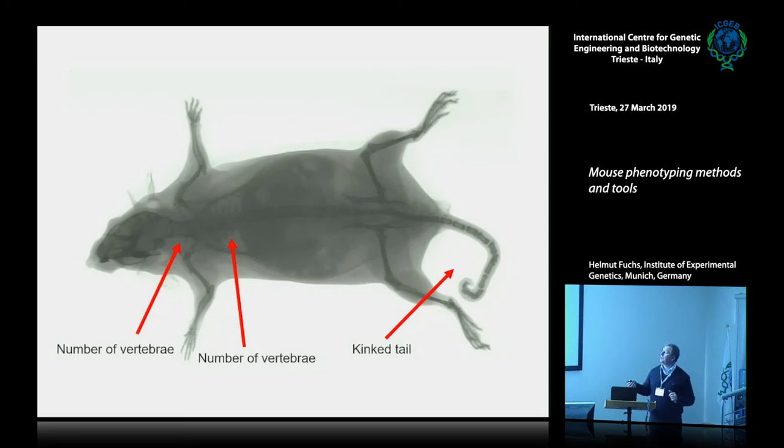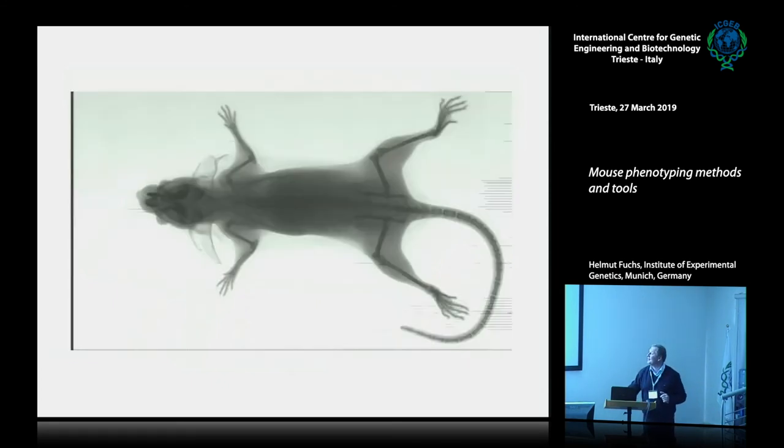So normally you have 12 and there are 13, and 7 and there should be 6. But it's really difficult, and I have to admit that I am not as experienced anymore as I was some years ago. So I have to rely on my own pictures. Okay, what's wrong with this mouse?